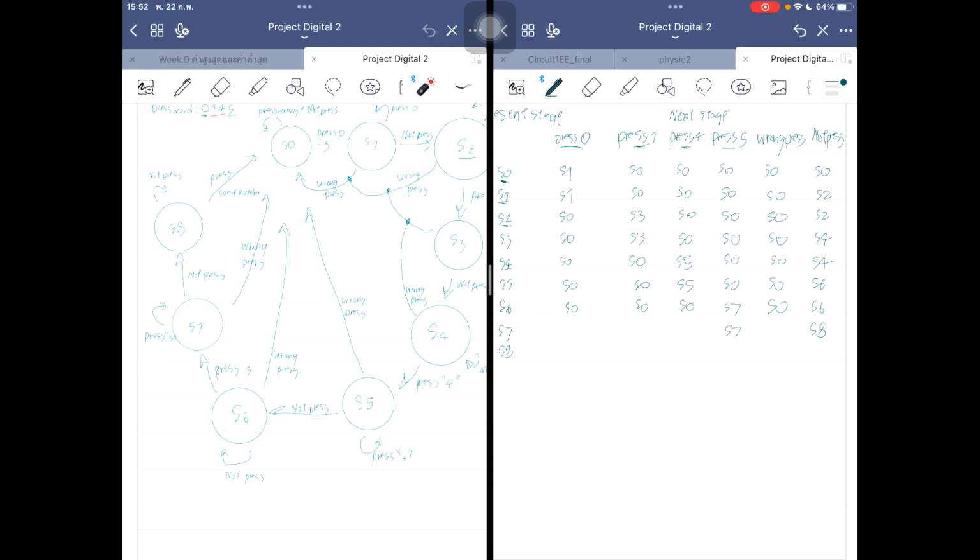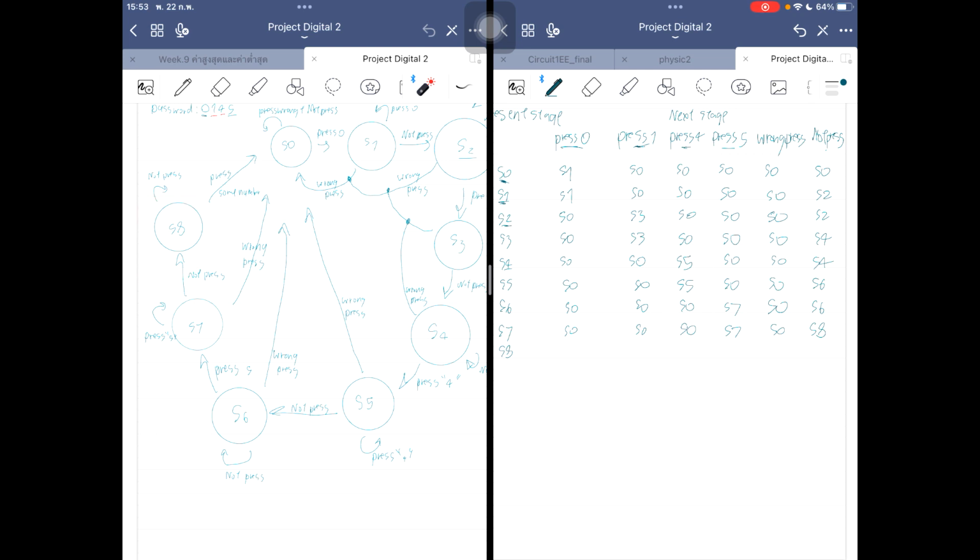And wrong press case. In the wrong press case, when you press the wrong number, then they will go to state 0. And press 0, 1, 4 is state 6 go. No. Press 0, 1, 4 is in the wrong press case 2. Then make them go to state 0. Okay, that's all the state 7. Then go to state 8.